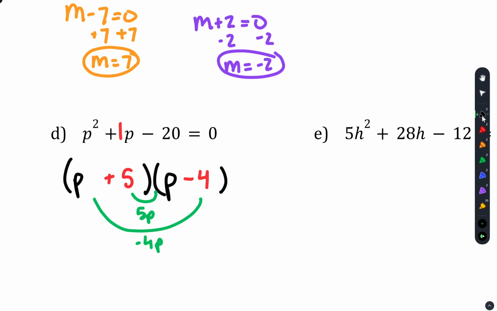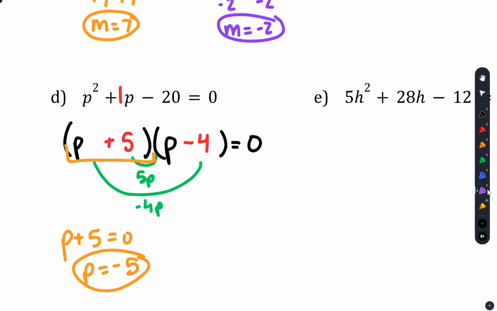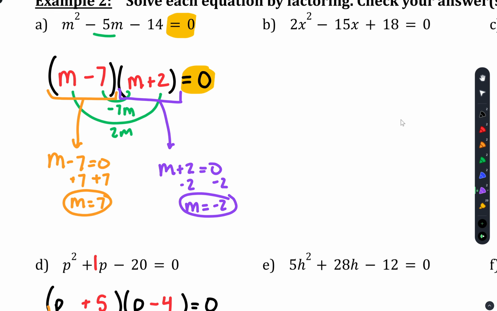What am I missing on my equation right now? We need the equal 0. Okay, now what? How do I solve? Get solutions. We're going to have p plus 5 equals 0, which equals what? P equals? And then p minus 4. P minus 4 equals 0, and p equals positive 4. Perfect. Good on those ones. I'm going to make it a step harder.